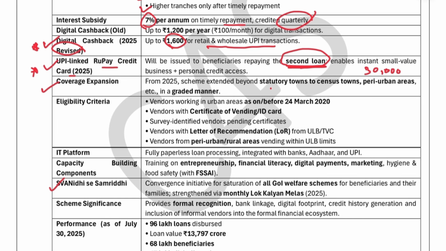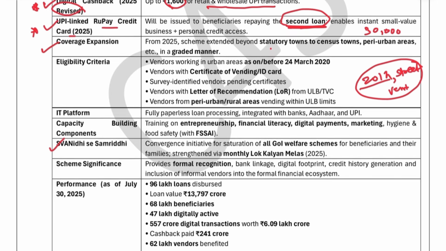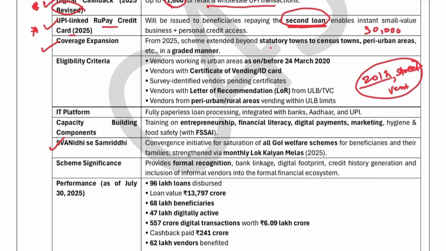So yes, the scheme is extended beyond statutory towns to census towns and peri-urban areas. Just remember, the states which have notified the rules for the 2014 Street Vendors Act are going to be eligible under this particular scheme. There are exceptions for Jammu Kashmir and Ladakh, but remember, those states which have notified this particular Act are going to be eligible under this PM SVANidhi.